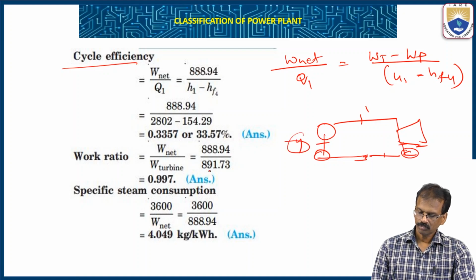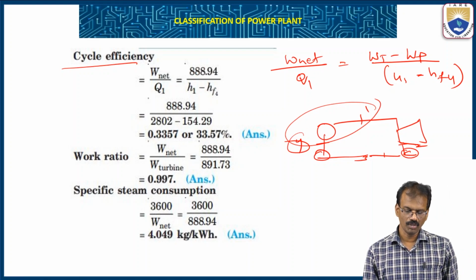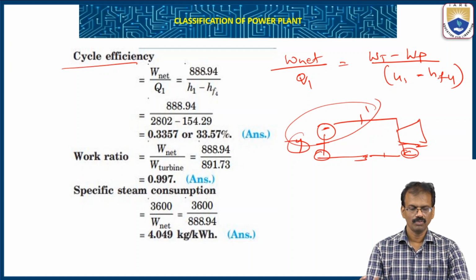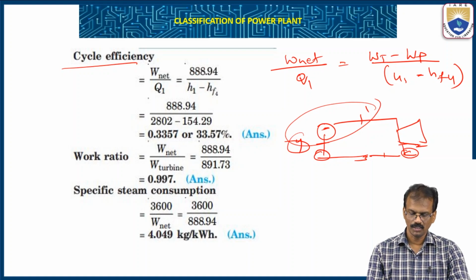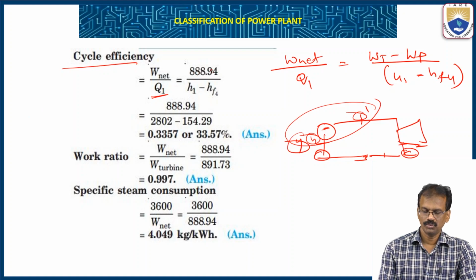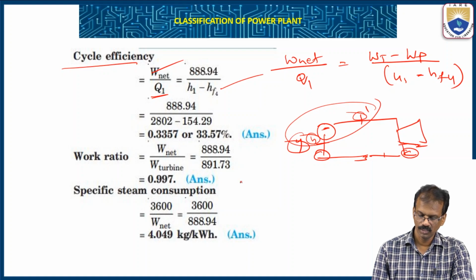It means this boiling condition is the heat taken by the fluid in the boiler, the conversion of liquid water into saturated steam. So the heat taken Q1 is equal to enthalpy h1 minus hf4, the difference of these two. Then Q net, we already calculated this one: 888.94 by h1 minus hf4.